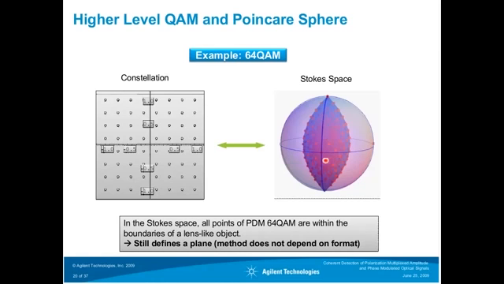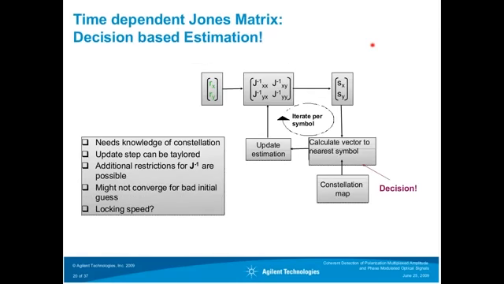And these states of polarization are in a lens-like object. There's always a plane defined by this lens-like object, and the normal of this plane is still defined, and you can use this normal of the plane to do your polarization demultiplexing. So the method in general does not depend on your modulation format. It works for QPSK, but it also works for 64 QAM and for other advanced modulation schemes. So we have to look into what happens if there is a time-dependent Jones matrix.